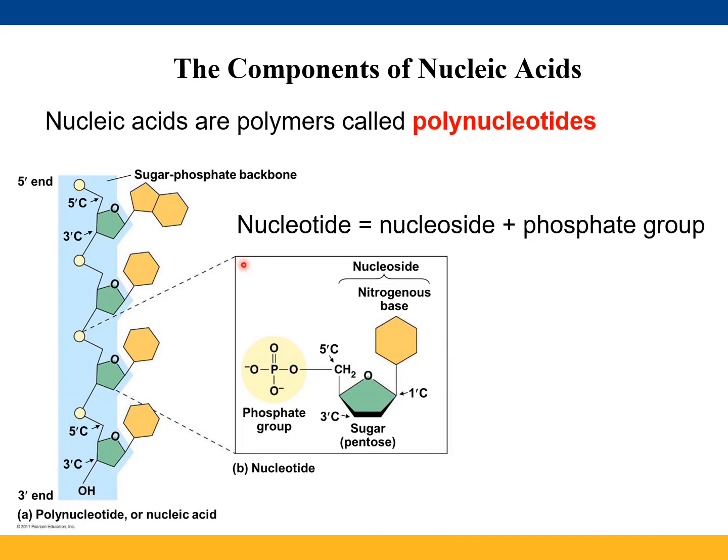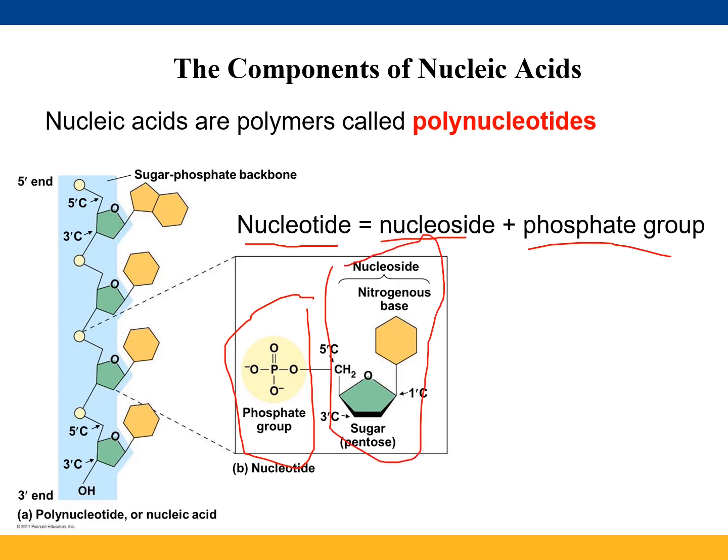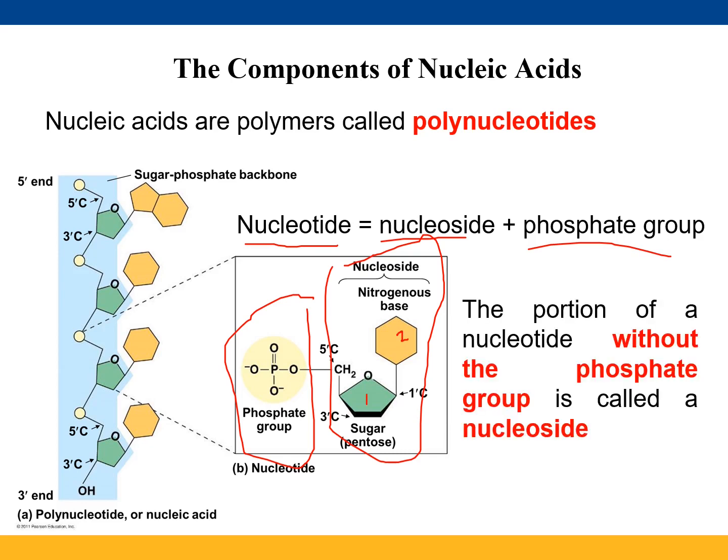Another way to divide a nucleotide, that they give you in your textbook, is in 2 sections. That is, a nucleotide is a nucleoside plus a phosphate group. So here you find a phosphate group, and the nucleoside will be the fusion between the sugar plus the nitrogenous base. So the portion of the nucleotide without the phosphate group is called the nucleoside.